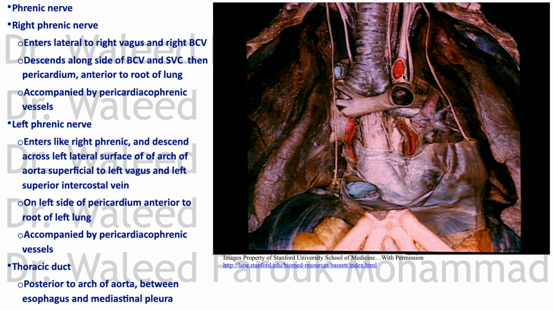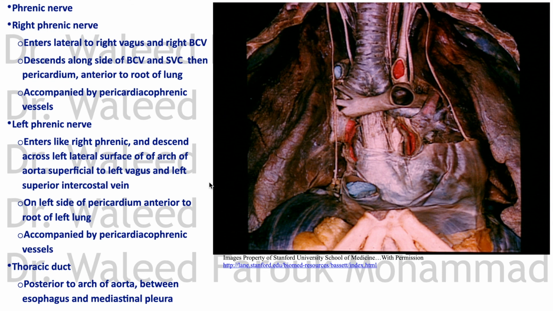Now it drains all the body except the upper right fourth, which is the right upper limb, okay, and the corresponding half of the head and neck that form the three trunks we talked about. But eventually these trunks join and open into the junction of the right internal jugular vein and the right subclavian vein. Okay, so this is all what we have to say about the superior mediastinum.